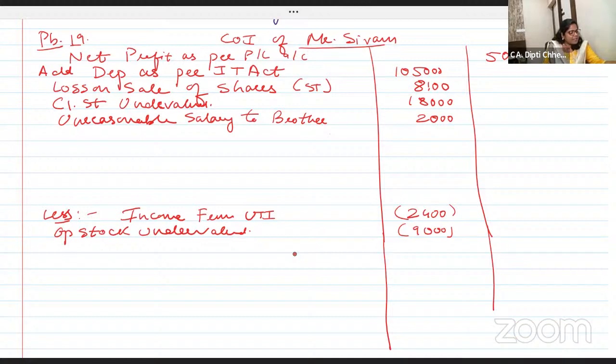How much is printing and stationery? 23,200. Printing and stationery paid in cash. Can you pay expenses above 10,000 in cash? No, not allowed. If this is disallowed, what you will do? Add back. 23,200 को add back कर दो.